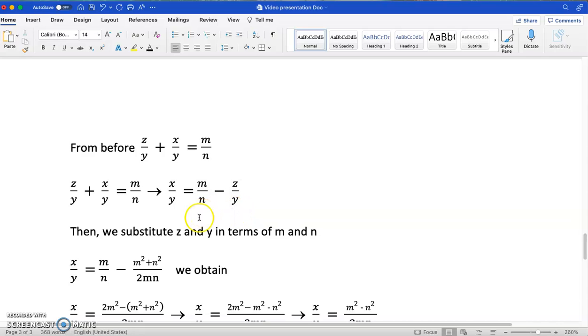When we substitute c and y in terms of m and n here, we obtain that c is equal to m squared plus n squared, and y is equal to 2mn. So we substitute those here, and we obtain this. x over y equals m over n minus m squared plus n squared, which is c, over 2mn, which is y.